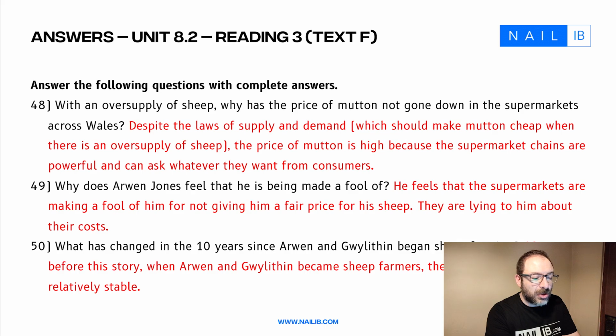49. Why does Aaron Jones feel that he is being made a fool of? He feels that the supermarkets are making a fool of him for not giving him a fair price for his sheep. They are lying to him about their costs. What has changed in the 10 years since Aaron and Gwyneth began sheep farming? 10 years before this story, when they became sheep farmers, the prices of meat were relatively stable. Now it's increasing every day.